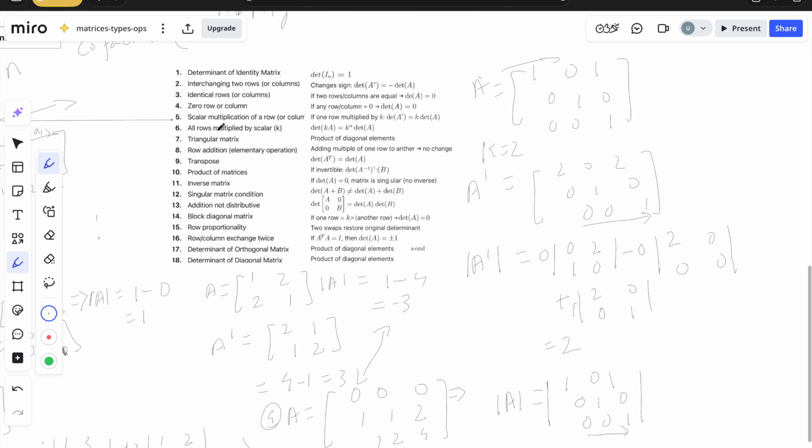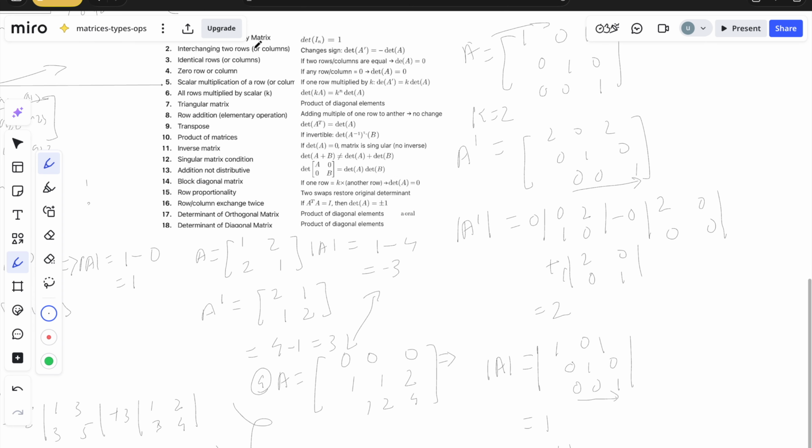Similarly, property 6 is the same thing. If all rows are multiplied by scalar k, basically it says that the whole matrix is multiplied by the scalar k, then determinant of kA is equal to k to the power n of determinant A. If you want, we can try that out. Let's try it out, and the rest of the properties I would request you guys to try on your own and let me know in the comments if it works or not, or if you are facing any kind of difficulties. I will try and solve that.